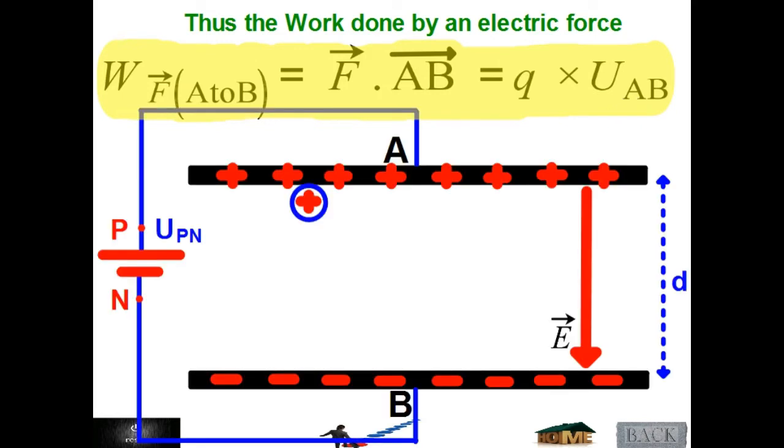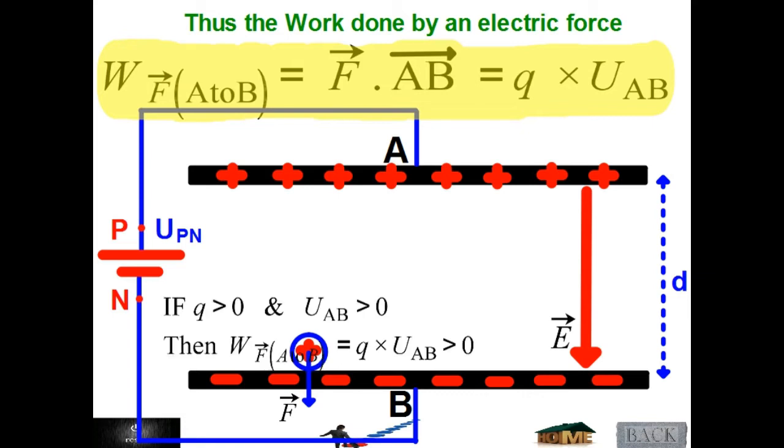If we have a positive charge between the two plates, initially at the positive plate, it will experience an electric force parallel to the electric field, and the charge will accelerate toward the negative plate. We notice that the charge is moving in the same direction as the electric force. Since Q is positive and the potential difference is also positive, the work done by the electric force from A to B is also positive, and we call it motive work.